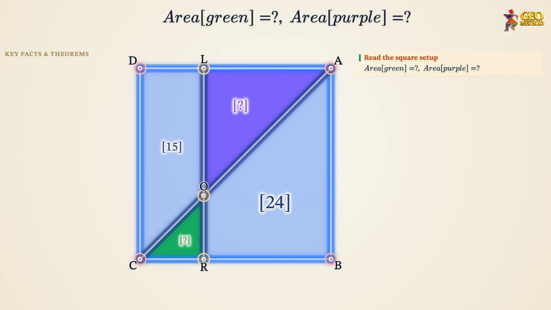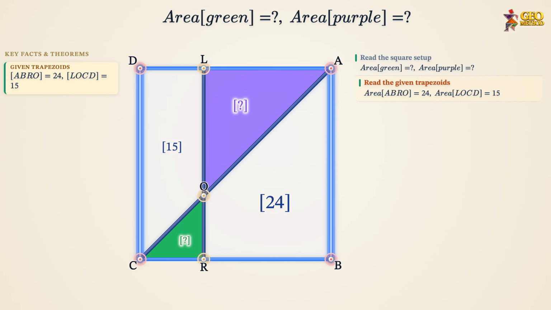Inside square IBCD, we want two areas: the green triangle ORC and the purple triangle ILO. The diagonal IC and the vertical line LR make the four pieces. Keep one question in the back of your mind. If this square were stretched into a rectangle with the same two given areas, would the answers change?